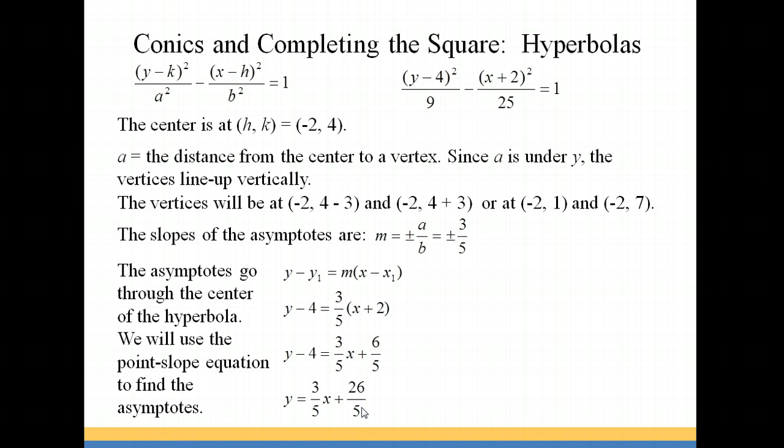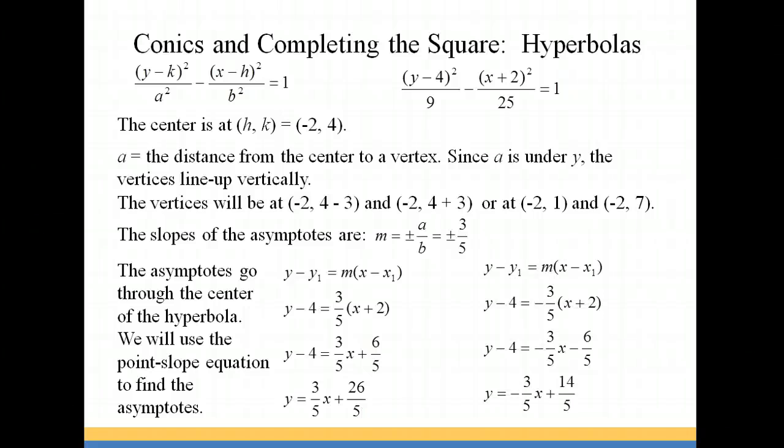Now to find the second asymptote, we're going to do exactly the same thing, except we're going to change our slope to a negative 3/5. So I have the negative 3/5, and I'm distributing it to the 2, so I got negative 6/5. And I'm going to add 4 to negative 6/5, and that's going to give me 14/5. So this is the second equation for an asymptote.